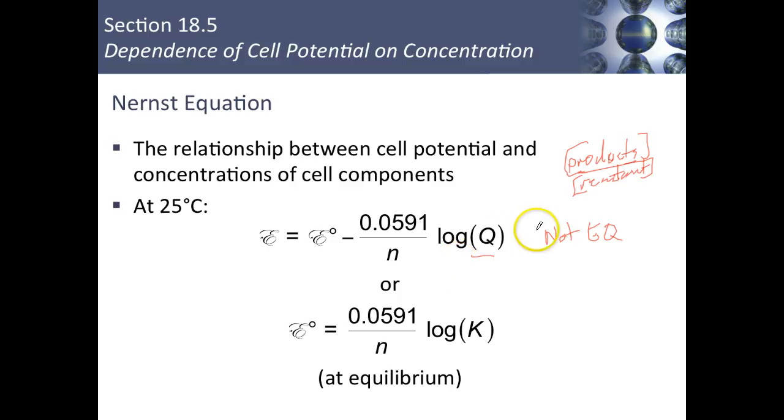Again, Q means we're not at equilibrium. Q, not at EQ. Easy way to think about it. Now, if the reaction actually is already at equilibrium, we're going to do the same exact thing, but notice here we don't have to subtract anything. Our standard cell potential is still going to be that value, which is a calculated value, divided by the number of moles of electrons times the log of K.